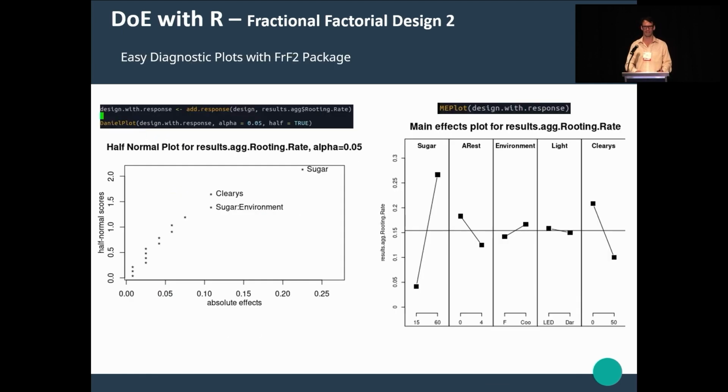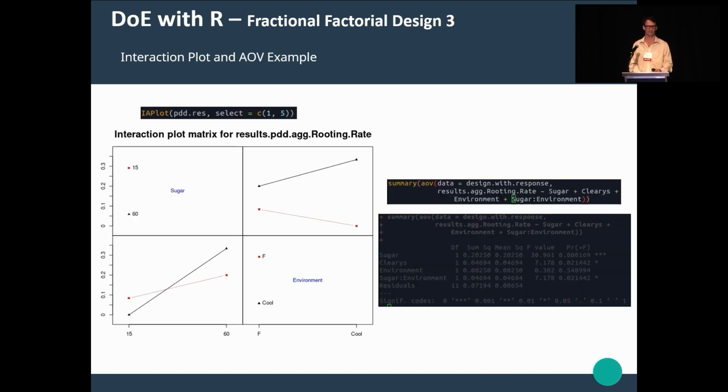So that ME plot function gives that plot below. Super easy, just type in ME plot and your design with the response on it, and it prints out that really nice visualization. The interaction plot does the same thing. I use the select function there to just focus on the sugar and the environment. Otherwise, you're just going to get, in this case, a 5x5 matrix with a whole bunch of plots that's kind of unnecessary.